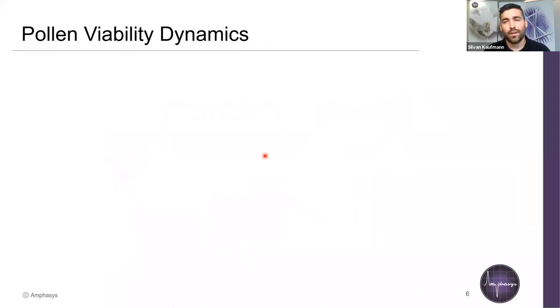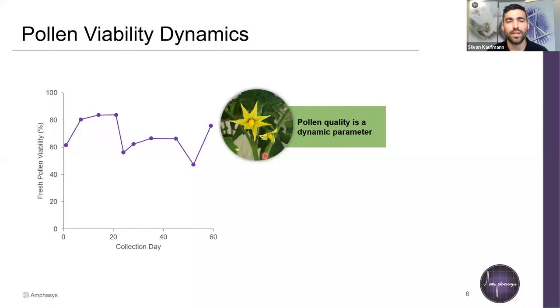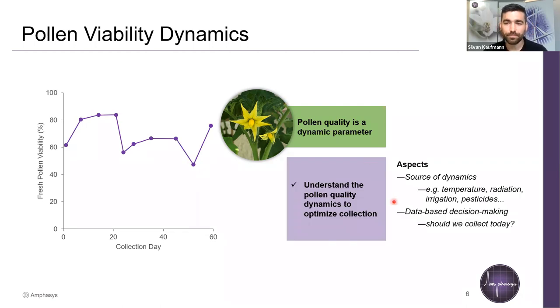In the last slide, we saw that there is variation in space, so between stamens. There's also variation in time. We performed an experiment in which we collected again many flowers from the field. We extracted the pollen and then repeated this procedure over the course of 2 months. And the viability pattern is displayed in this graph. So I think it goes without saying that pollen quality is indeed a very dynamic parameter. We have peak viabilities of over 80% and very low pollen qualities compared to the peak, let's say, of a little bit over 40%. And again, understanding the variation or dynamics can give you valuable insights into process optimization.